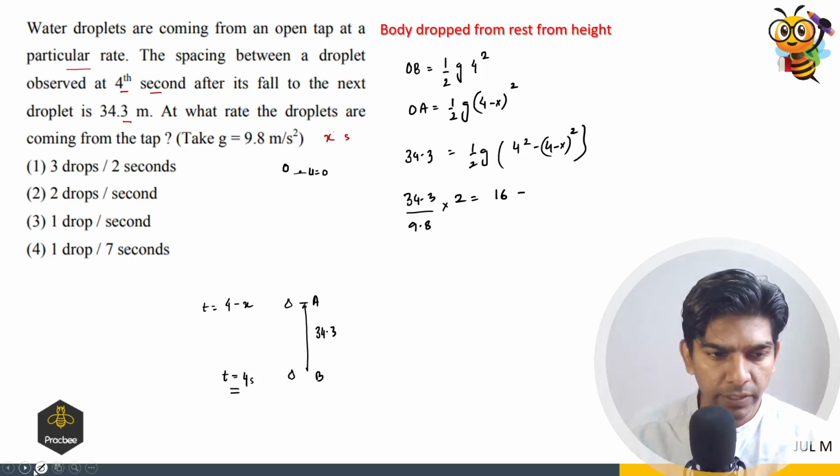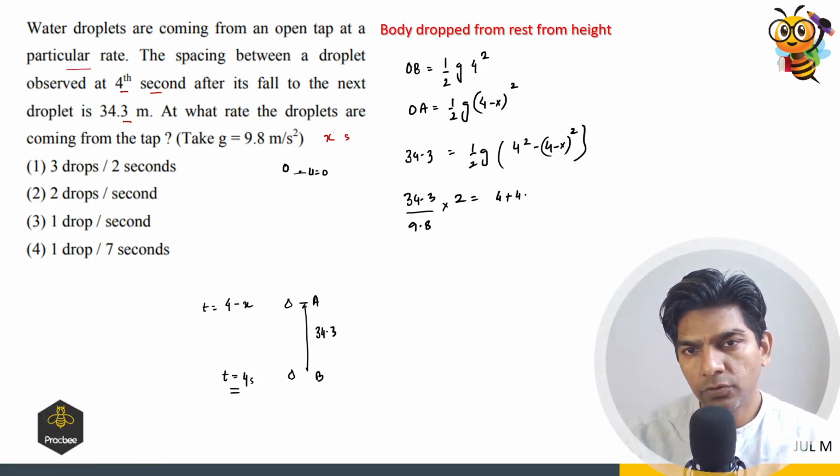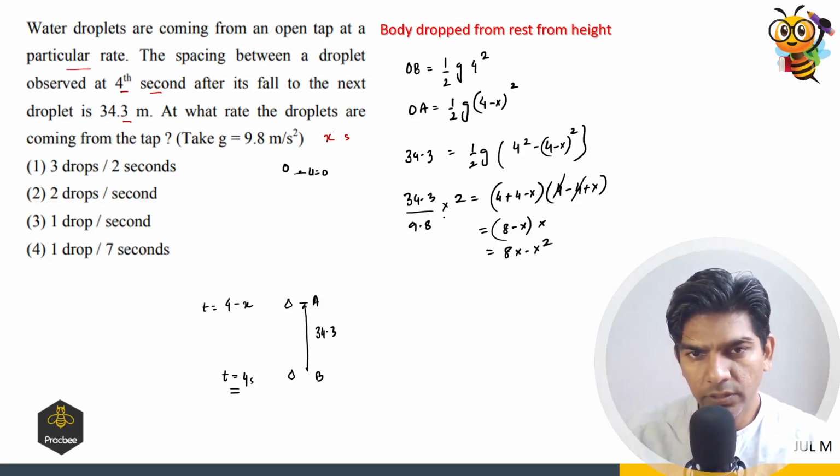okay, let me apply the a square minus b square formula. So this will become (4 plus 4 minus x) times (4 minus 4 plus x). So this will be (8 minus x) times x, which is 8x minus x square, and this will be how much? So we have 9.8. So this will be how? This will be 3.5, right? So this is 7.